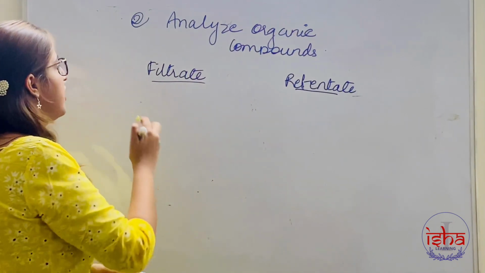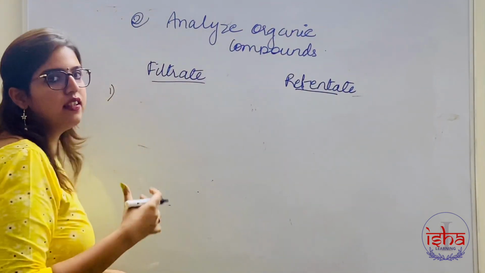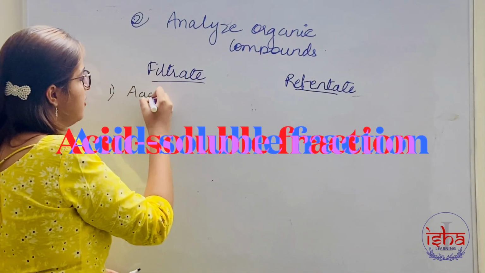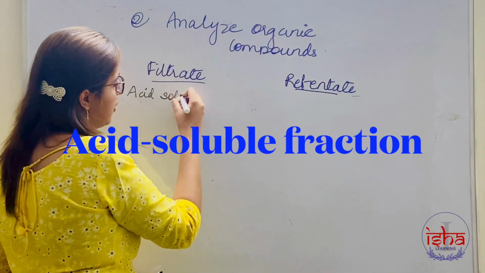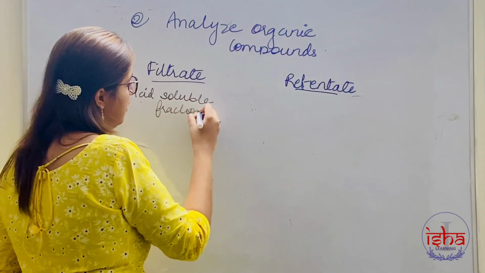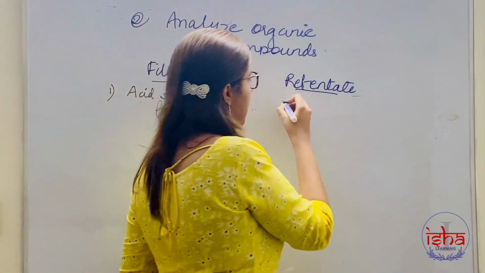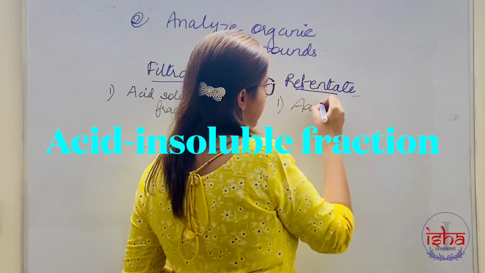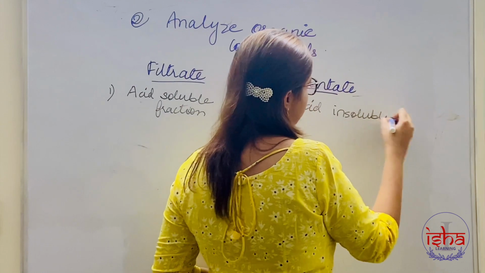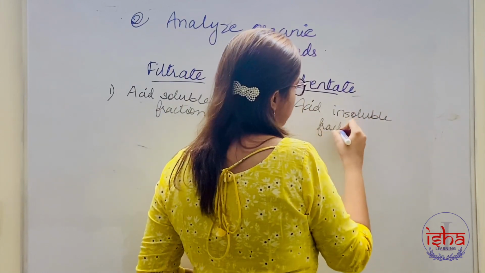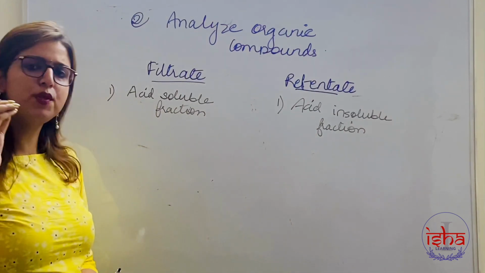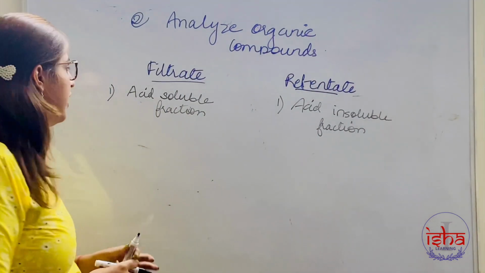So the filtrate, since it is dissolving in the trichloroacetic acid, is going to be called the acid soluble fraction. And this will be called the acid insoluble fraction, right? It is not soluble in the acid, it is staying back. Naturally, the sugar will be smaller in size than the tea leaves, right?